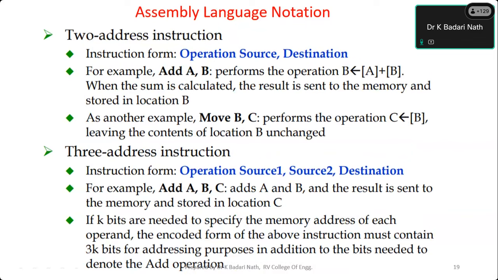What is the advantage? You can have different register names for all of A, B, C. That means a different memory location for each of A, B, C. So you can have unique locations.